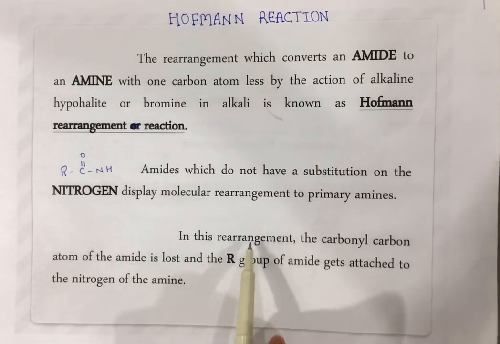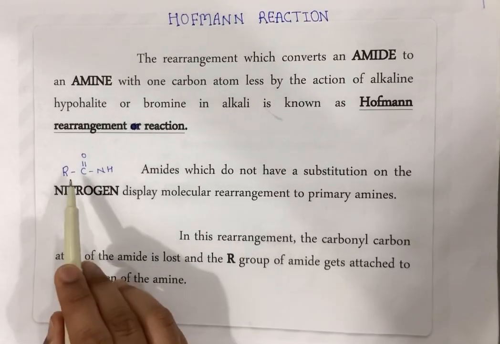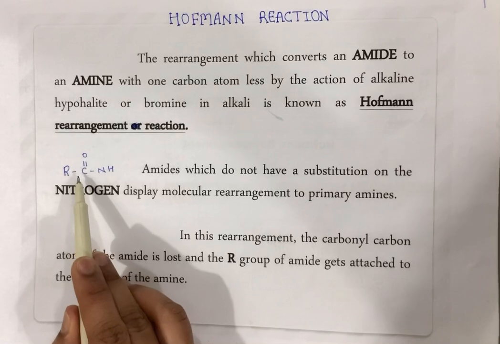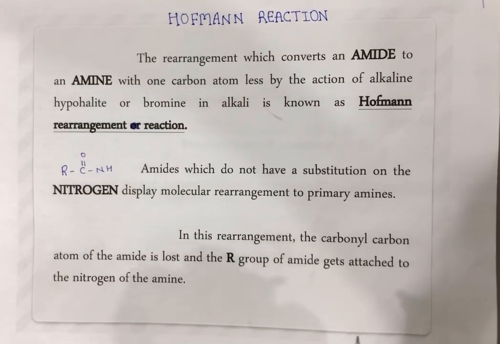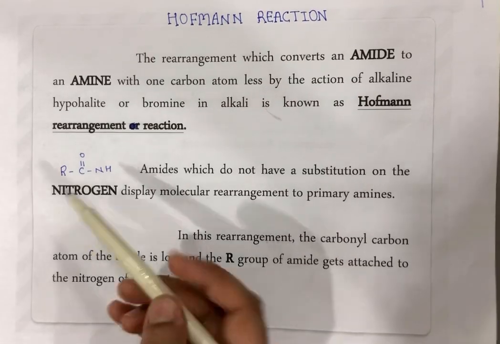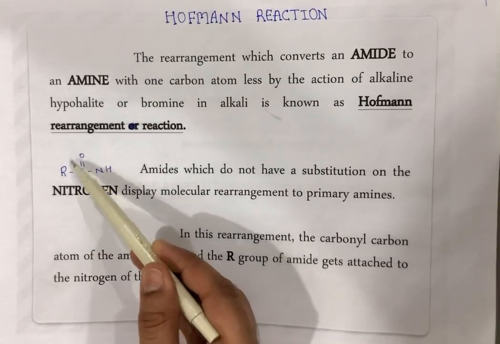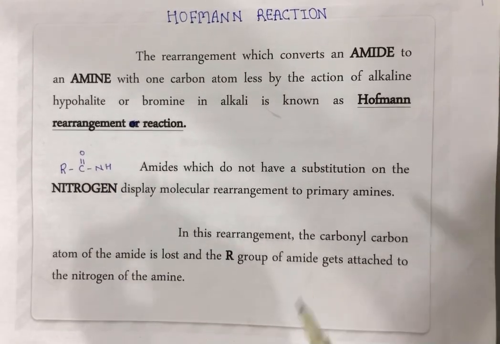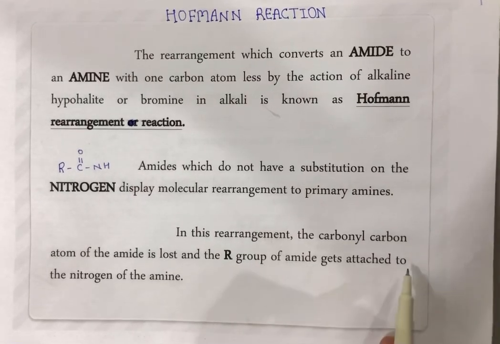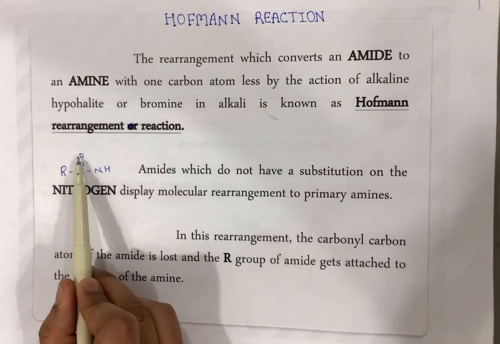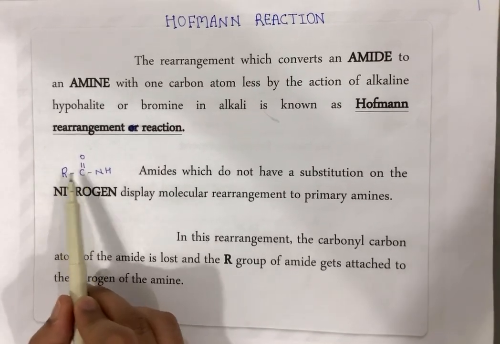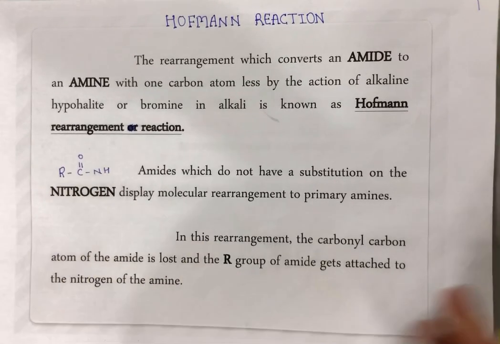In this rearrangement, the carbonyl carbon, meaning this C double bond O, is lost. This carbonyl carbon is removed and the R group of the amide gets attached to the nitrogen of the amide. Here C double bond O will be removed and R is directly attached with NH.